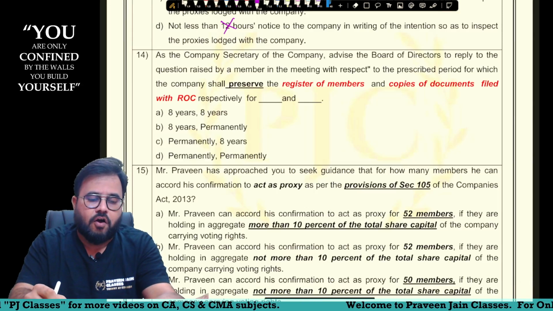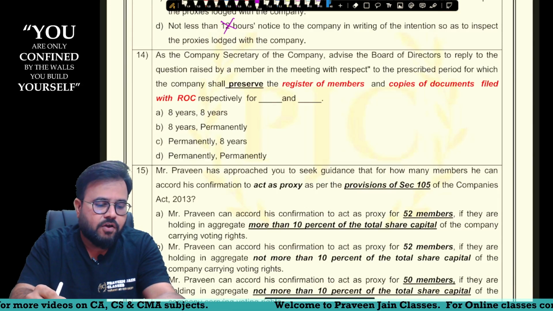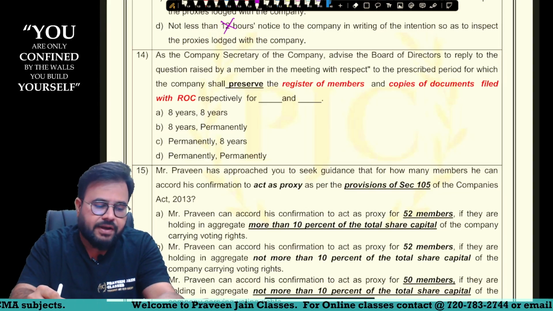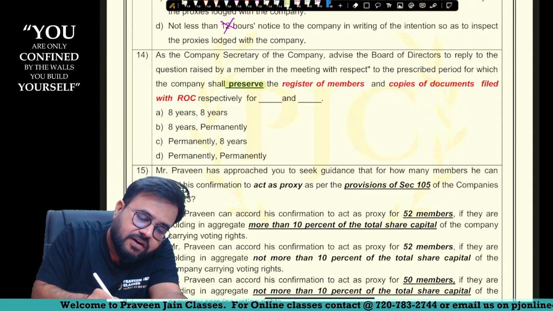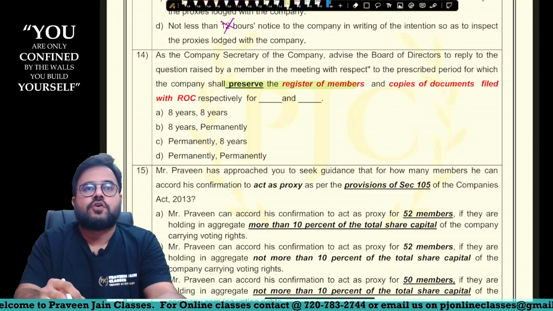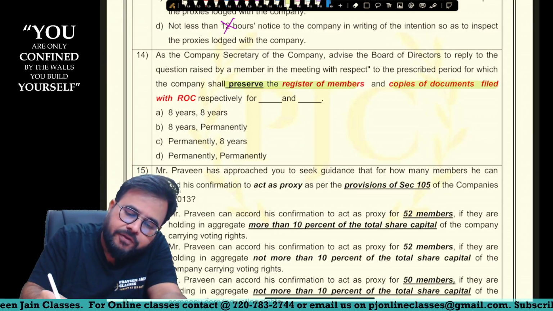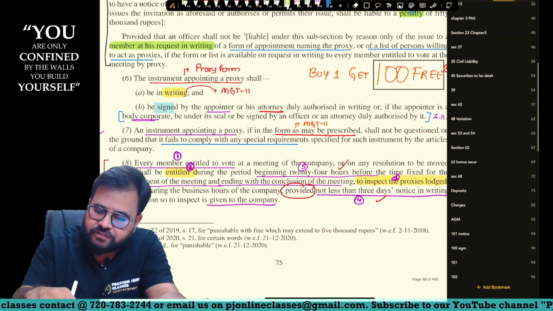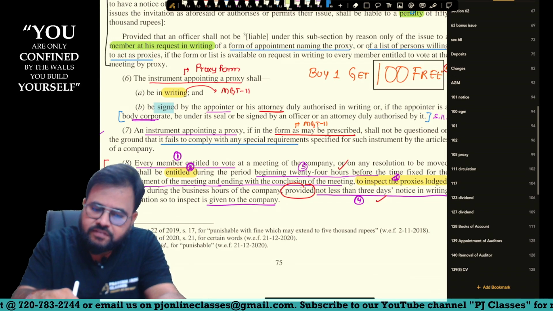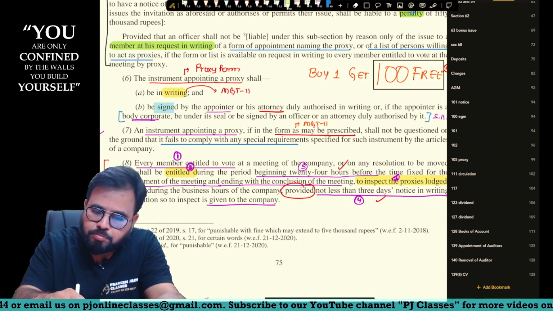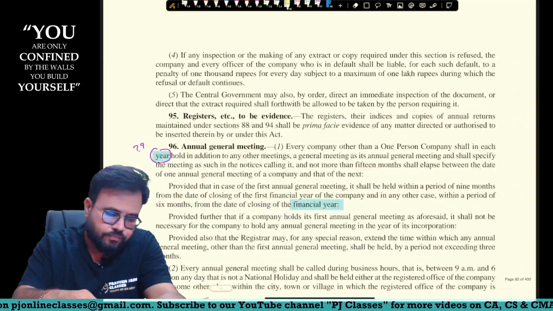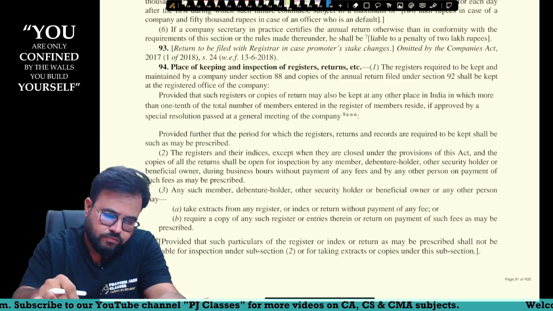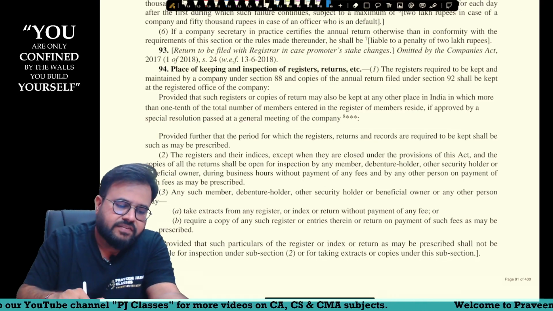As a company secretary of the company, advise the board of directors to reply to the question raised by a member in the meeting with respect to the prescribed period for which the company shall preserve the register of members. So for how many years do we have to preserve the register of members and copies of documents filed with ROC, sir? So can I say for this also we can refer to a section, sir? So let us see section number 94, sir.